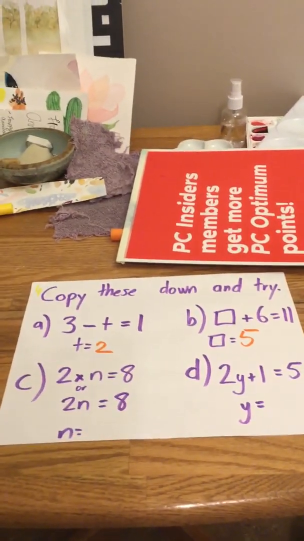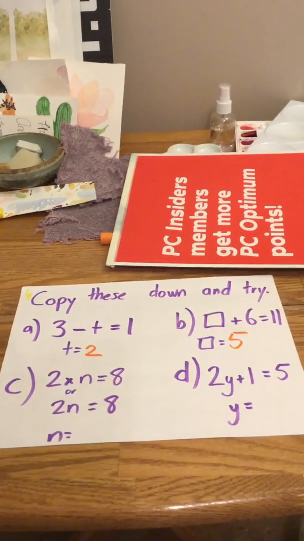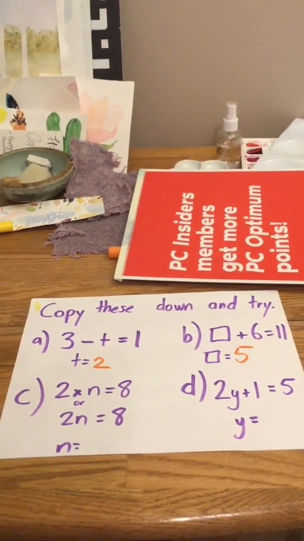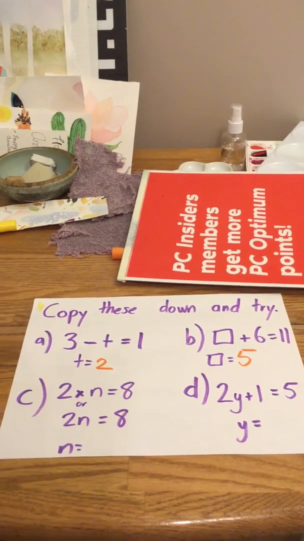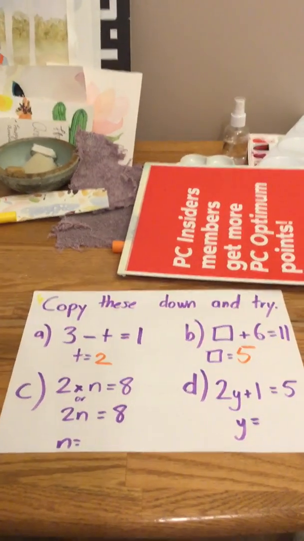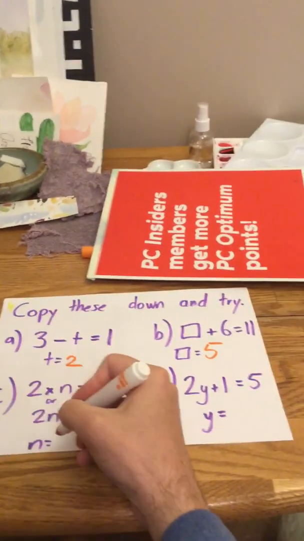Okay, C, 2 times n equals 8. 2 times n is always written as 2n in algebra. They don't ever put the multiplication sign. Okay, so I wrote it both ways just to help you there. So 2n equals 8. So n, of course, would have to be 4.